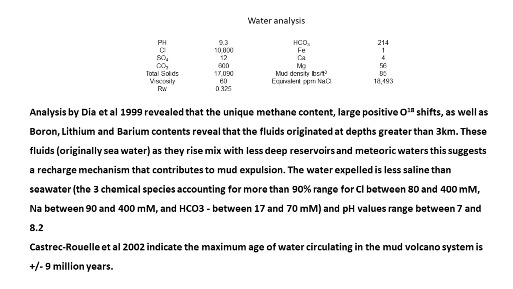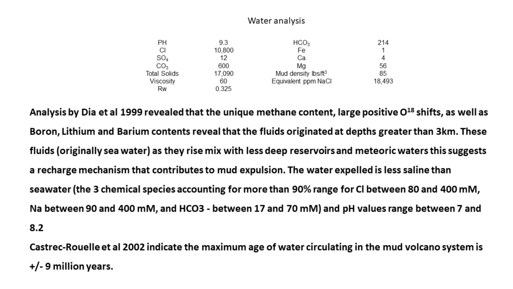Analyses of water from Palo Seco indicate that the pH is 9.3 and it is not very saline. Analysis by Dia et al. in 1999 revealed that the unique methane content, the large positive oxygen-18 shifts, as well as boron, lithium, and barium contents revealed that the fluids originated at depths greater than 3 kilometers.